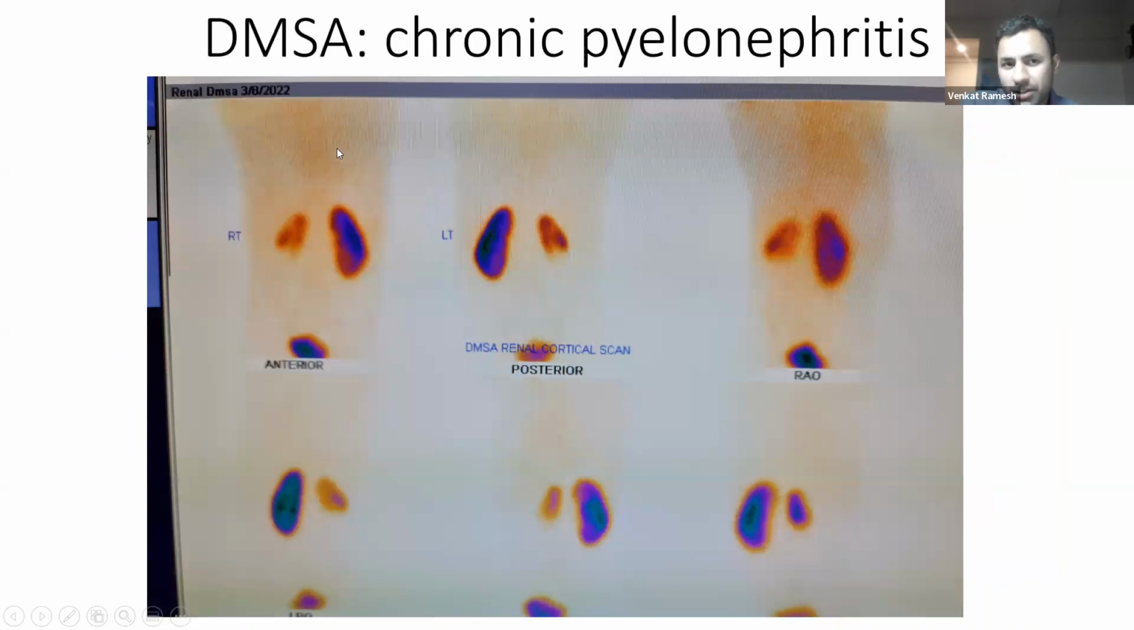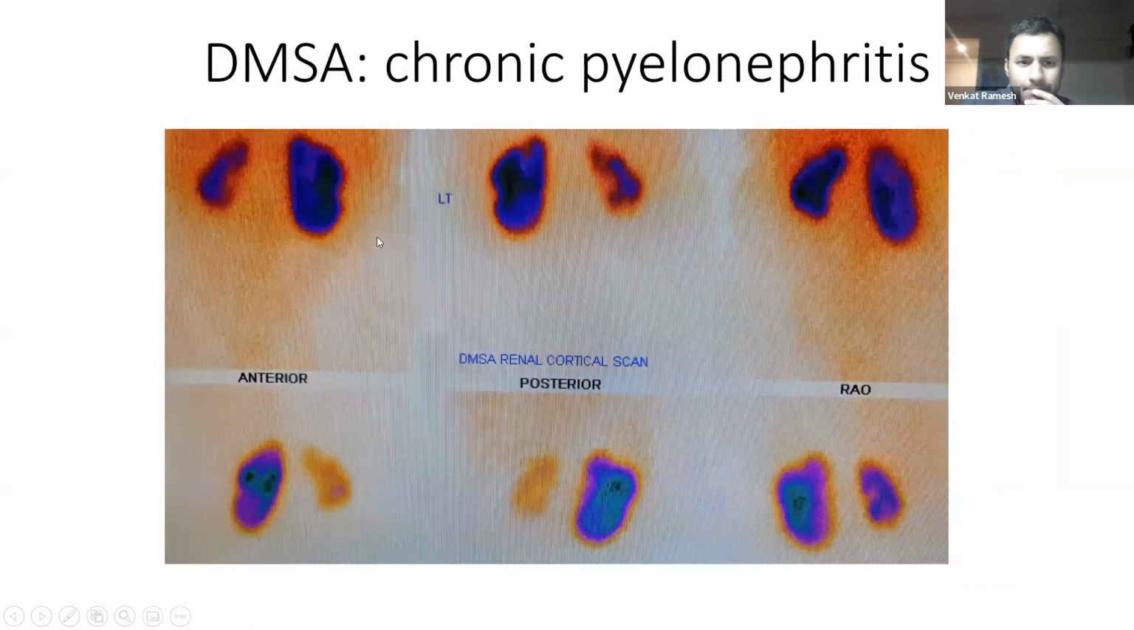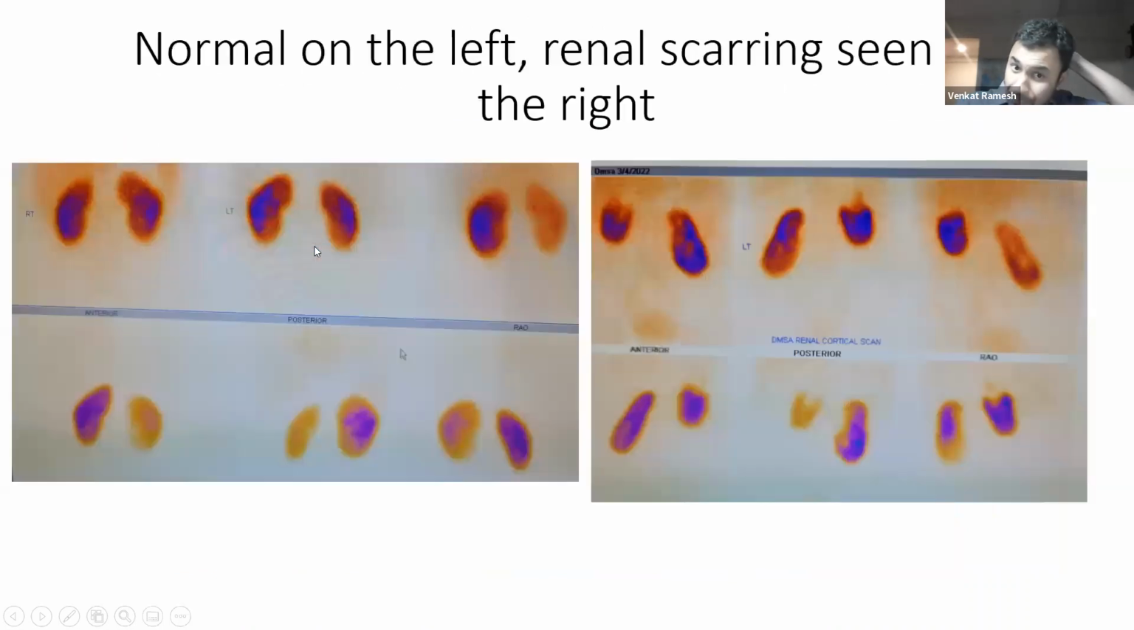So again, chronic pyelonephritis. This is a patient with renal scarring, as you can see. Again, this is renal scarring on the right. And this is a normal scan, and again, one can see some renal scarring. So DMSA, again, it's not something that we see. We see patients more acutely with some variants of chronic pyelonephritis, such as xanthogranulomatous pyelonephritis.